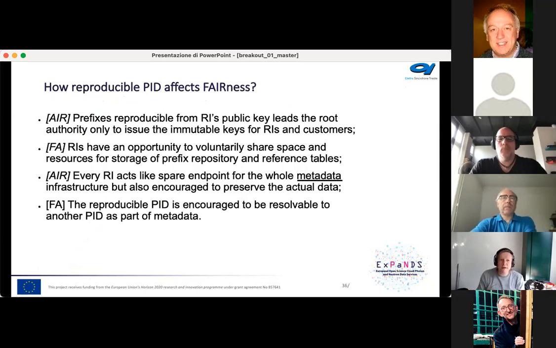For affecting fairness, the prefix-based and reproducible persistent identifiers at first should act like parent points for the whole metadata infrastructure, to obtain a redundant copy of given metadata from any infrastructure involved in the European Open Science Cloud. So this is the main target I set for this presentation.